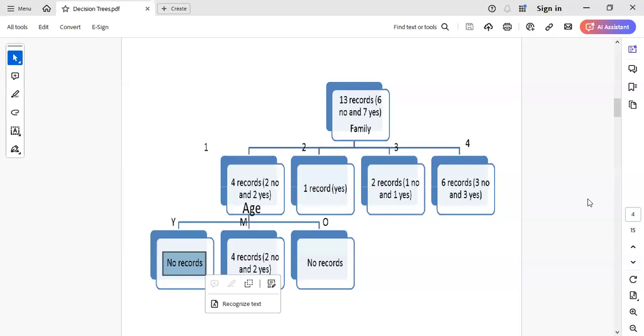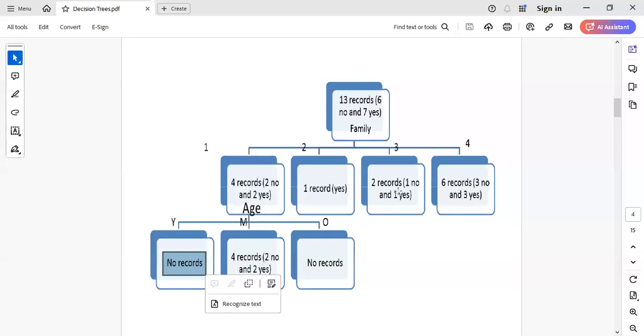Vishnu Teja is asking, for one we take the next attribute as age, and for 3 and 4 also we take only age? No, there is no rule that you should take age. Again you apply some formula, it might come as age or it might come as some other attribute. Even if you take age, Teja, it is not guaranteed that you will get the same output.